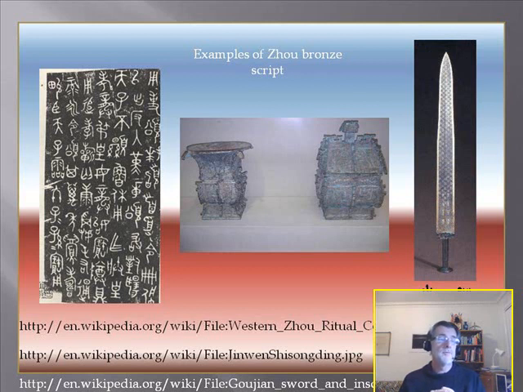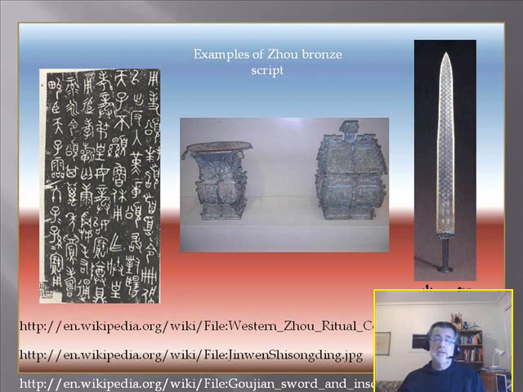In the middle you'll see a couple of ritual vessels or containers from the Zhou dynasty period, which have inscriptions on them, and also you'll see a sword that would have been used for rituals and things like that, and that has carvings of the characters. You can see the characters sitting below the picture.